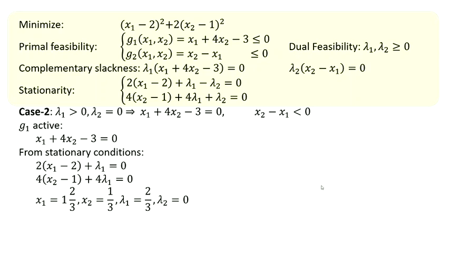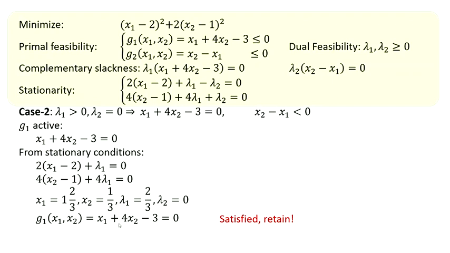Okay, so this is my solution. And we have to check that G1 is equal to 0, just like our assumption, right? This must be equal to 0, satisfied, right? And G2, x2 minus x1, should be less than 0. X2 minus x1 is always negative 1 in this case. So this condition is also satisfied. So we'll retain.